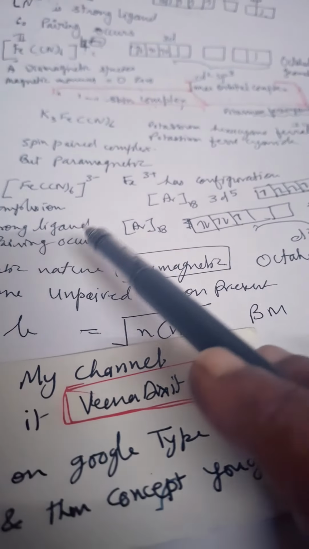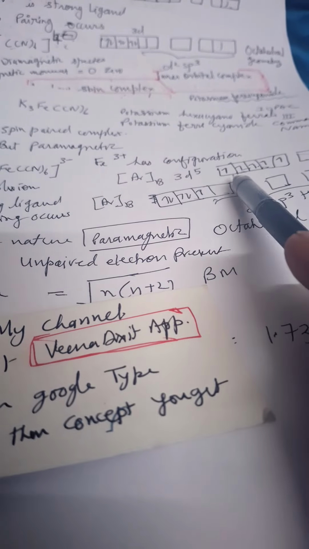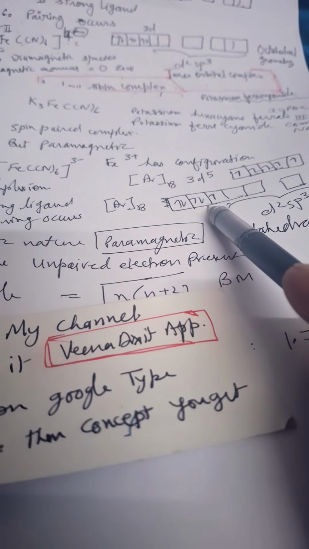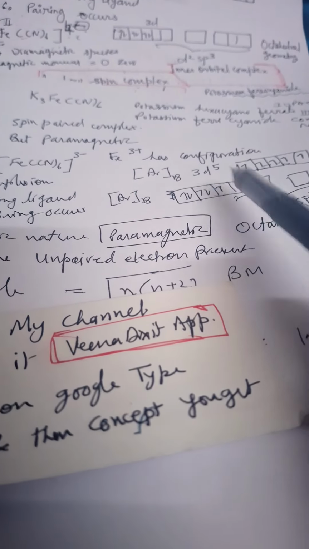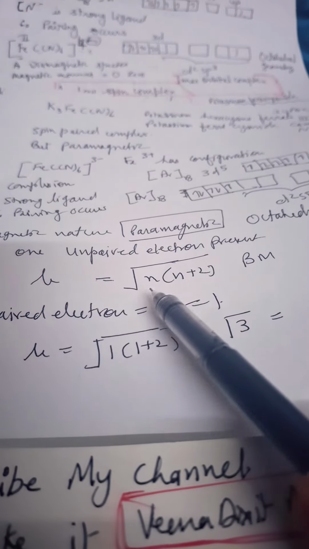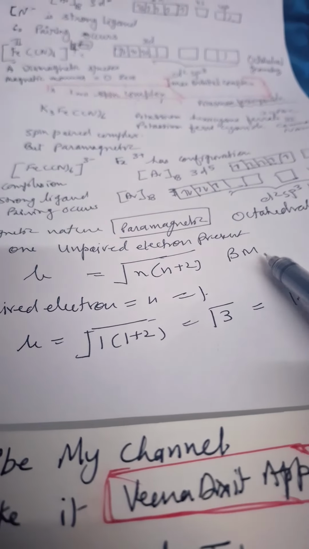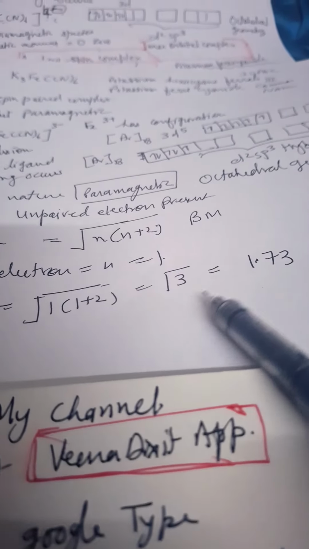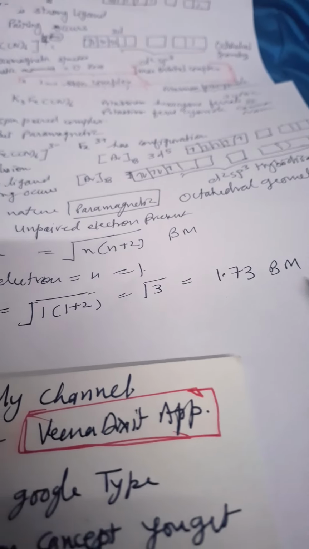So although CN is a strong ligand, it will force the electrons to pair up, but 5 electrons are there, so 1 electron is remaining unpaired, so it will be paramagnetic. We will use the formula for getting the magnetic moment: mu is equal to root of n(n+2) Bohr magneton, n is 1, so √3, and the answer will be 1.73 Bohr magneton.